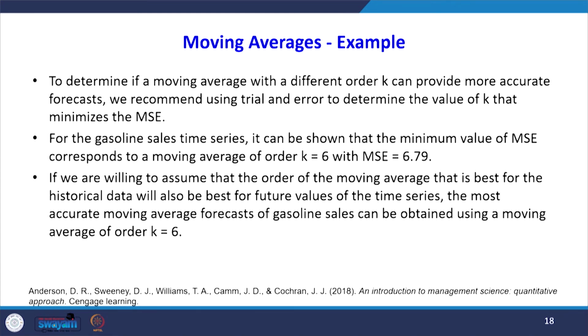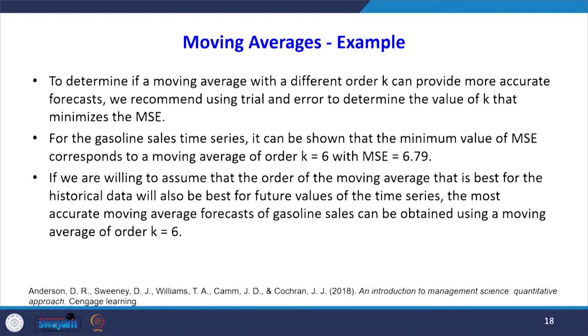To determine if a moving average with a different order k can provide a more accurate forecast, we recommend using trial and error to determine the level of k that minimizes the mean squared error. Many times there will be an obvious doubt: what should be the right value of k? So for the same problem, we have to use different k values. For each k value you have to find the mean squared error. The value of k with the lowest mean squared error is the most appropriate.